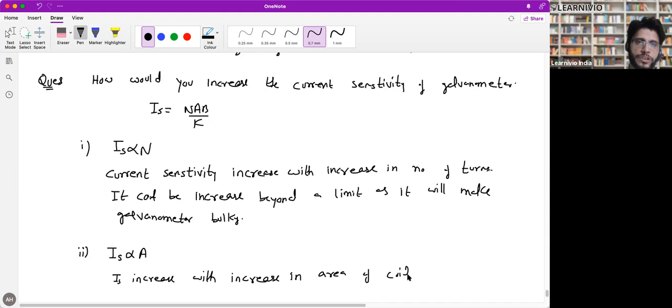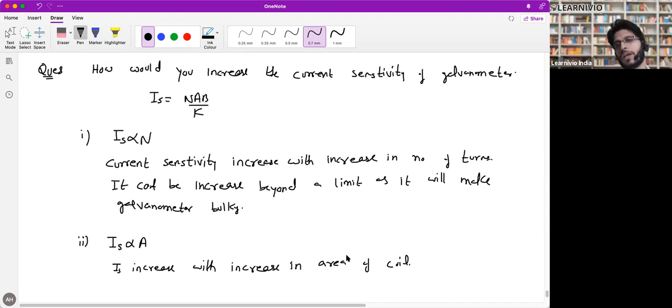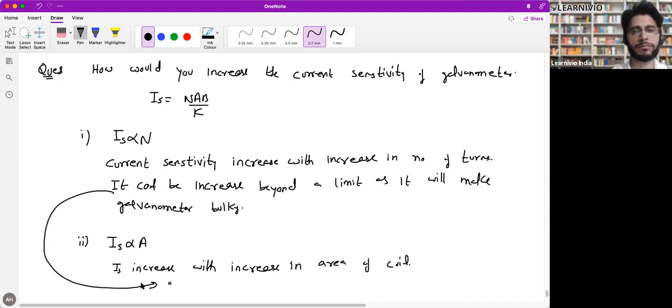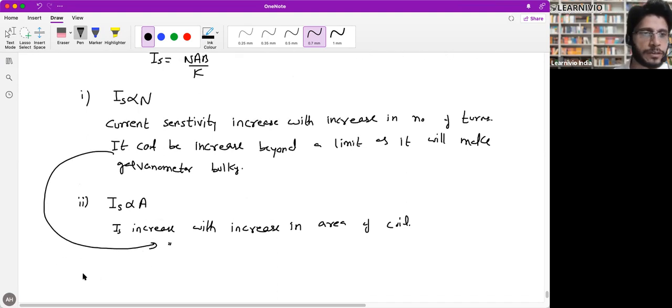So you keep on increasing the area of the coil, the size of the galvanometer will increase, current sensitivity will increase, but your galvanometer becomes very, very bulky. So usually we don't prefer this thing. So the reason is the same. The limit is the third thing.